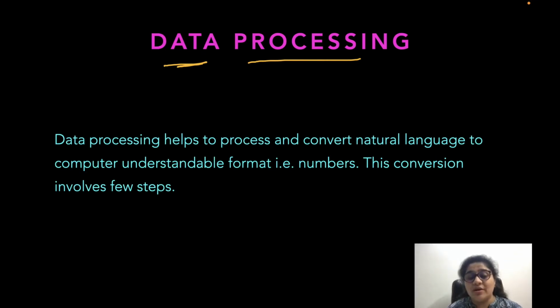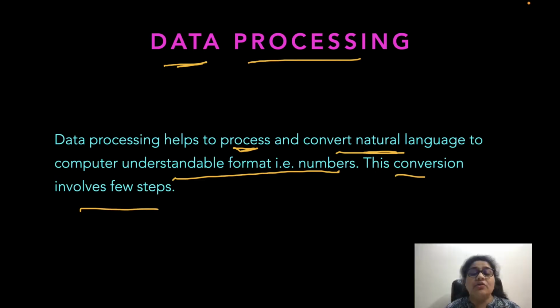All right. So now if I read out this definition, that will make a lot of sense for all of us. What this definition is saying: data processing helps to process and convert natural language to what? To a computer understandable format, that is numbers. And this conversion involves a few steps. So now we'll talk about those steps.